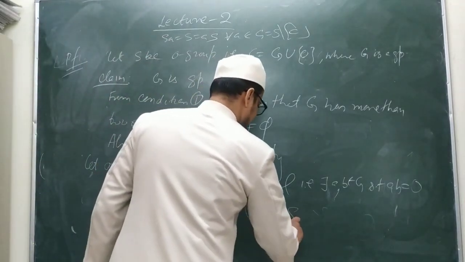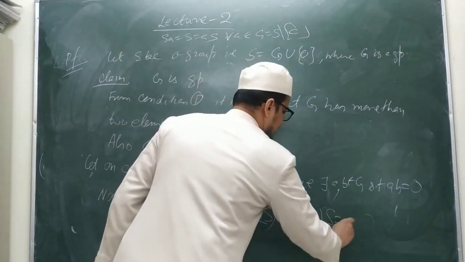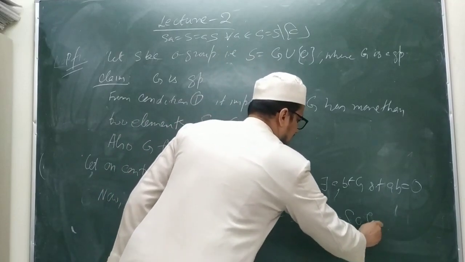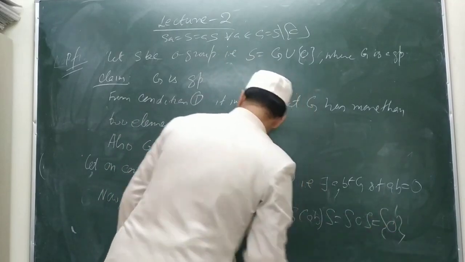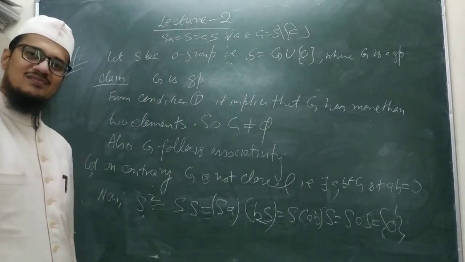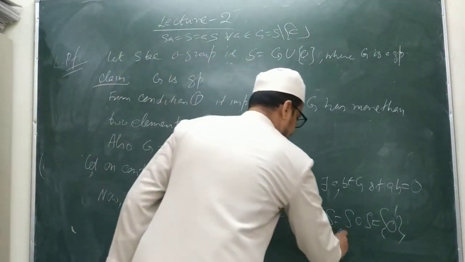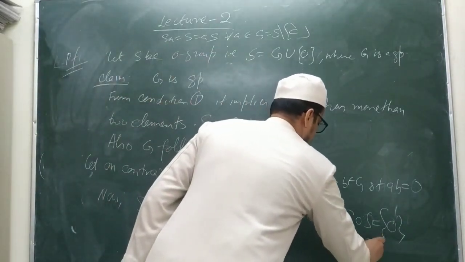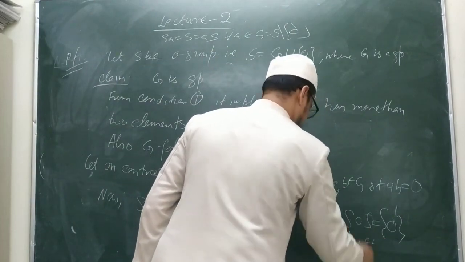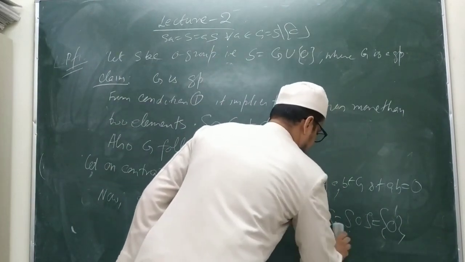So it will be what? SA, B into S, and this is what? S into 0 into S, and this is what? 0. So S square is 0. Yeah, you can write here, of course, A, B. A, B are the members of G, of course, we have written already.